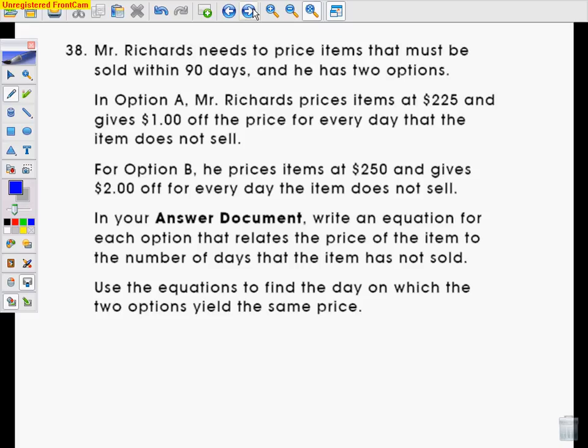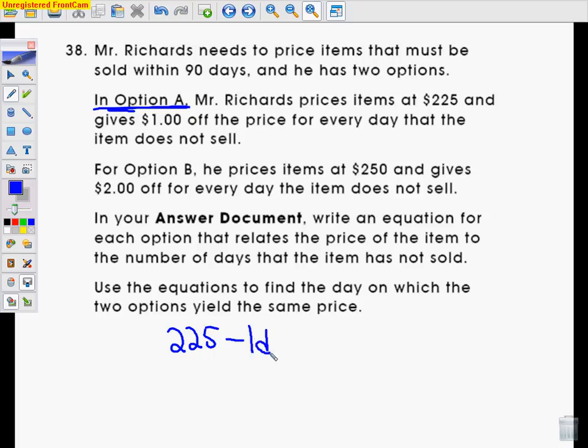Use the equations to find the day on which the two options yield the same price. Okay, so let's look at option A. All right, this problem again, I'll probably read it through twice, so you might want to pause the video and read it again. But in option A, Mr. Richards prices items at $225 and gives $1 off every single day. So an expression that relates that would be, we're starting off at $225 and we're taking off $1 every day. That's a d.